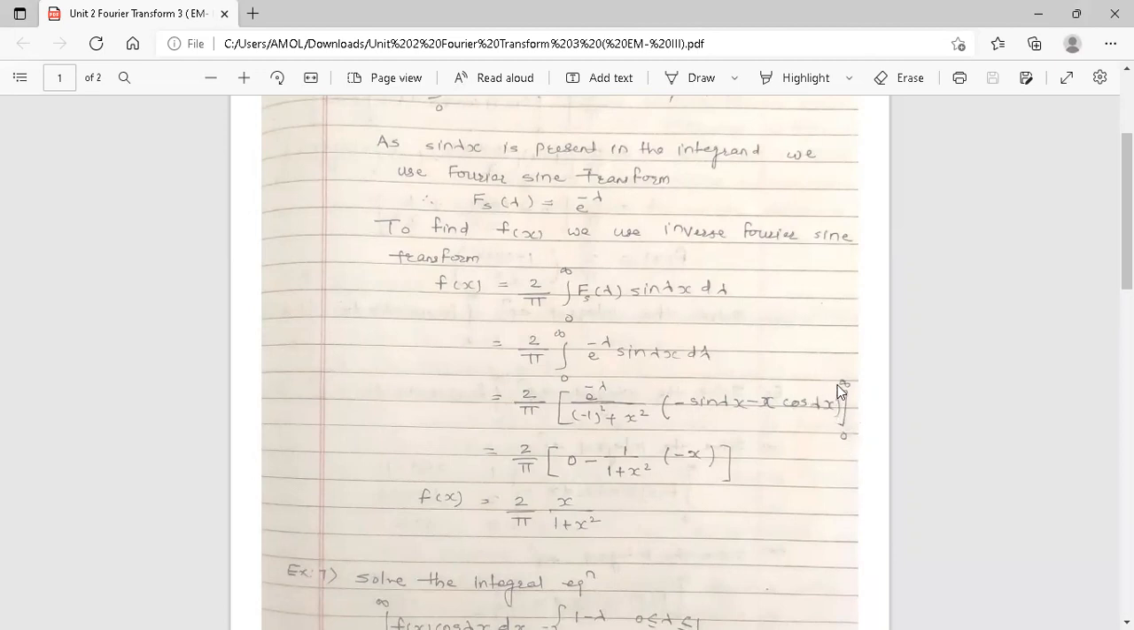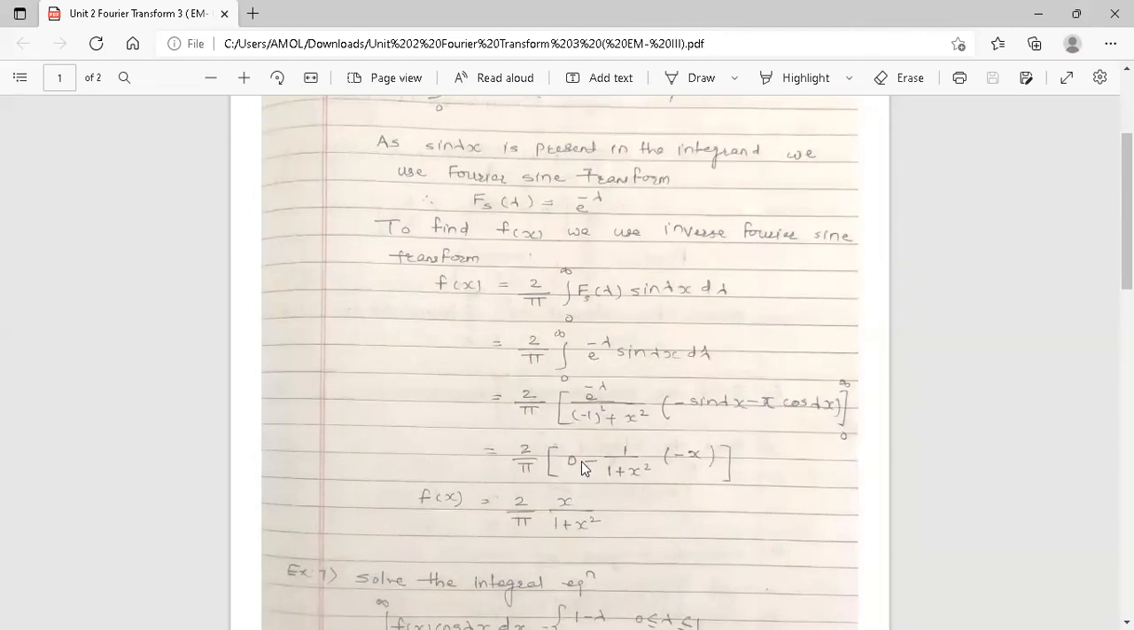Okay, now the upper limit is infinity, so put lambda is equal to infinity, because lambda is the variable in this integration. So replace lambda by the upper limit infinity. 2 upon pi as it is. E raised to minus infinity is 0. So after putting upper limit infinity, e raised to minus infinity is 0. So the first term is 0.